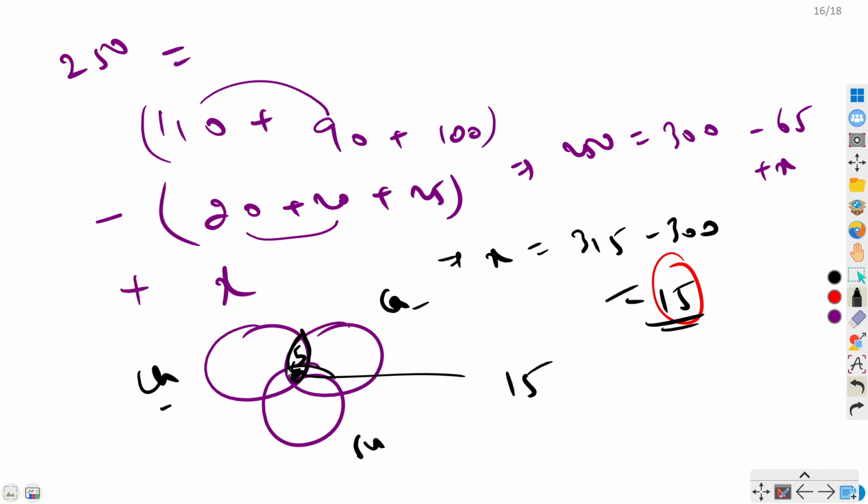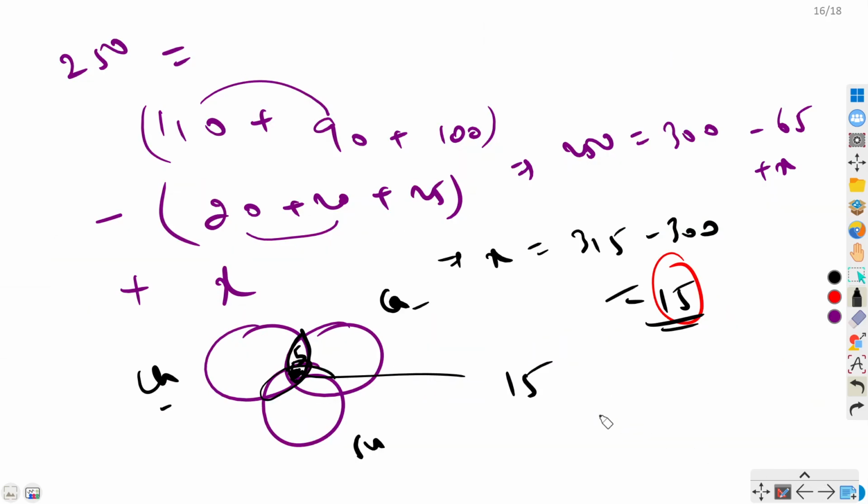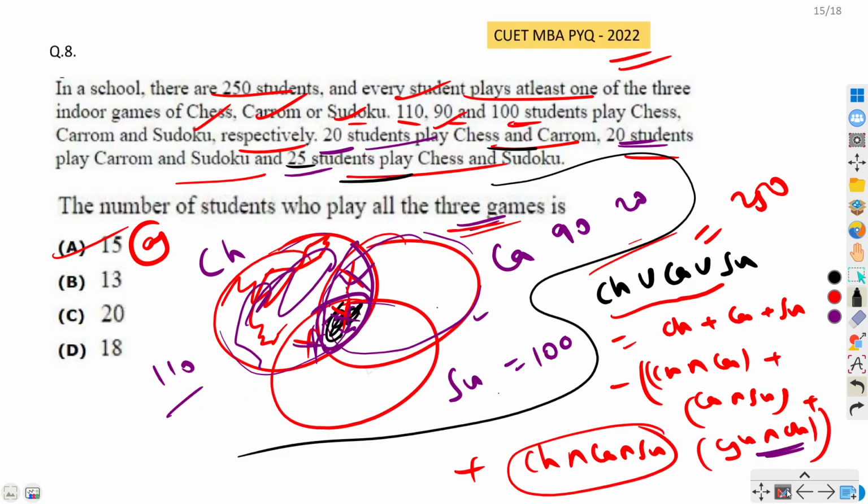Now one more thing, chess and Sudoku common. Chess and Sudoku is 25, right? Now from 25, the 15 is already gone, so this would be 10. So we have 10, 15 and 5, which are gone from chess.